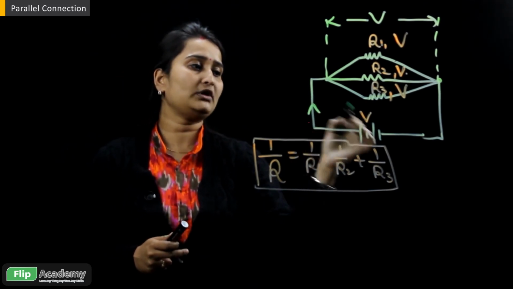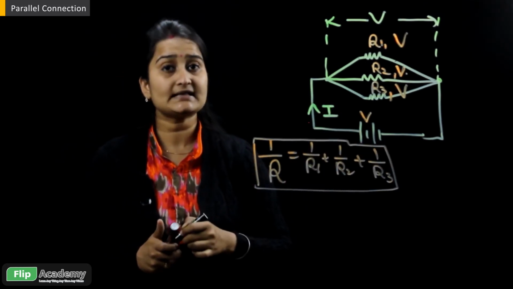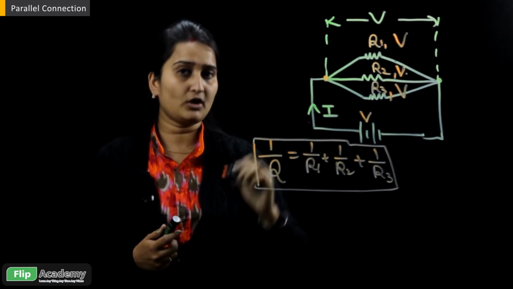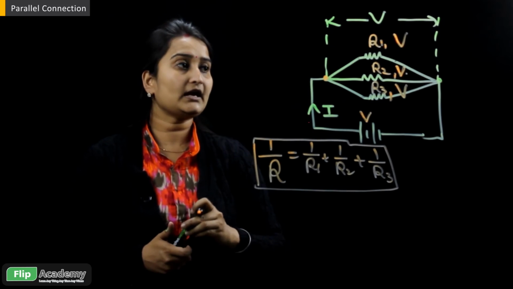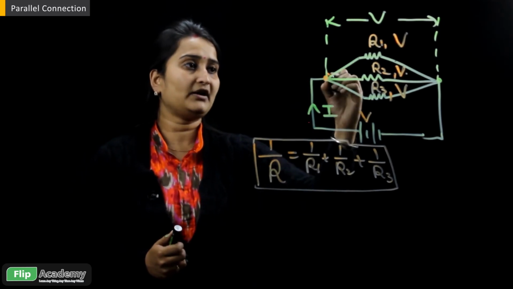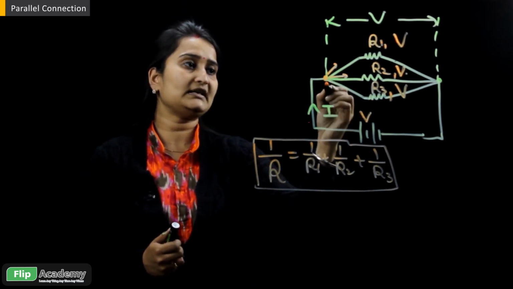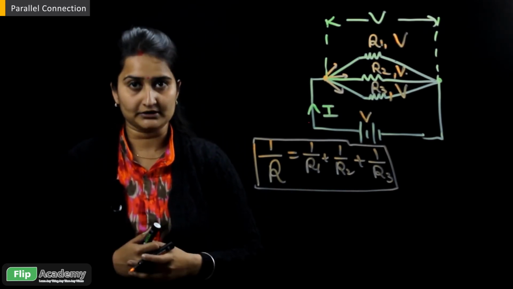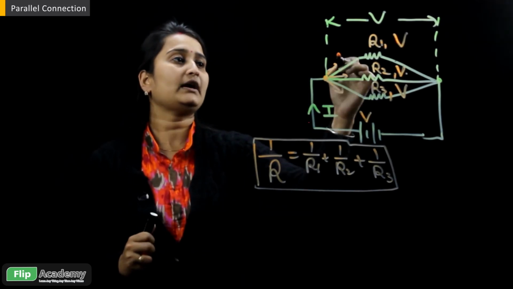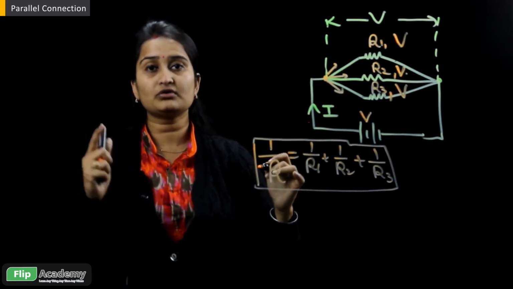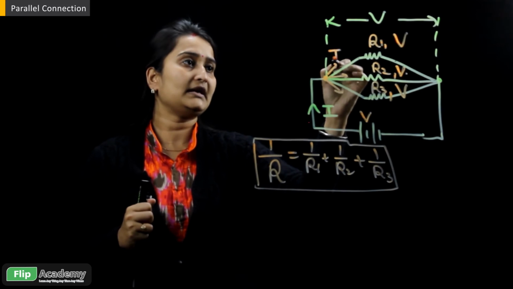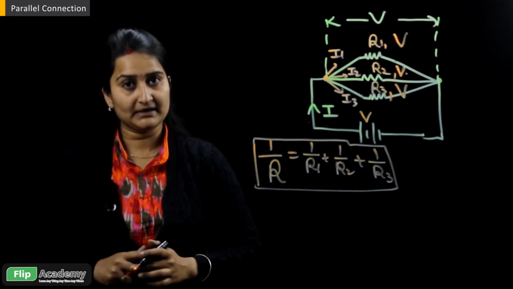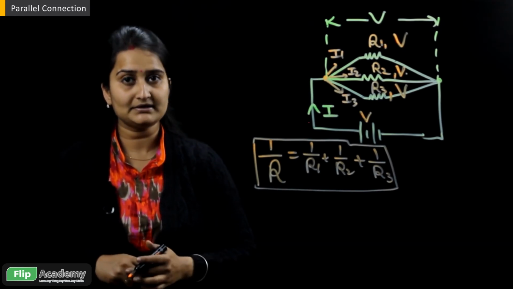Now, suppose the total current supplied by this battery is I. When this I travels and reaches this point, now see, there occur 3 directions. One direction is this, the second is this, and the third is this. The current needs to go in which path? So, what happened? The current gets split up into 3 different directions, that is I1, I2 and I3. So, this is how the current behaves when it is passed in a parallel circuit.